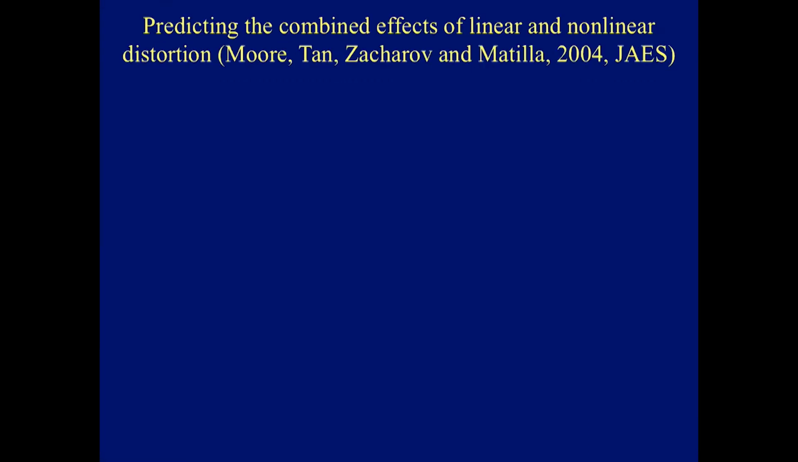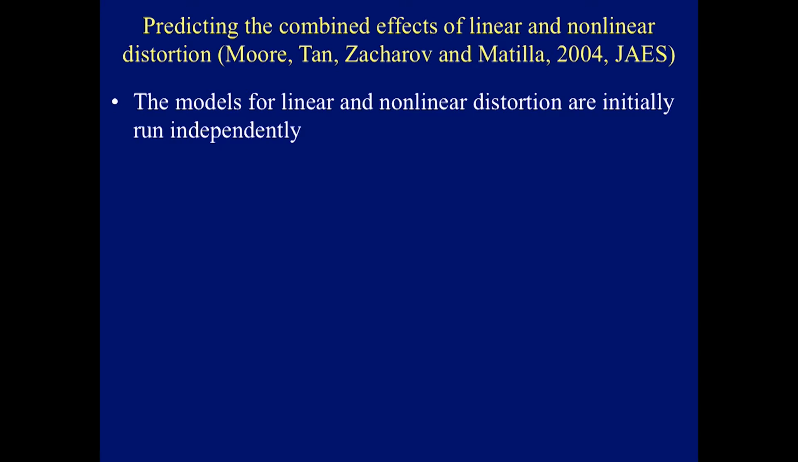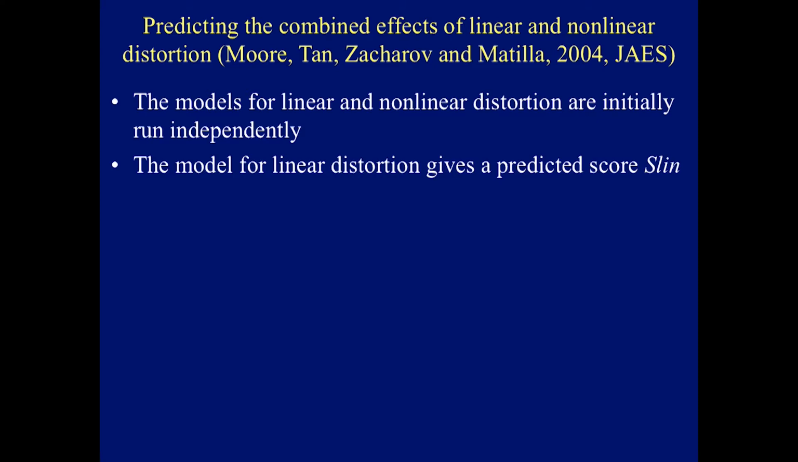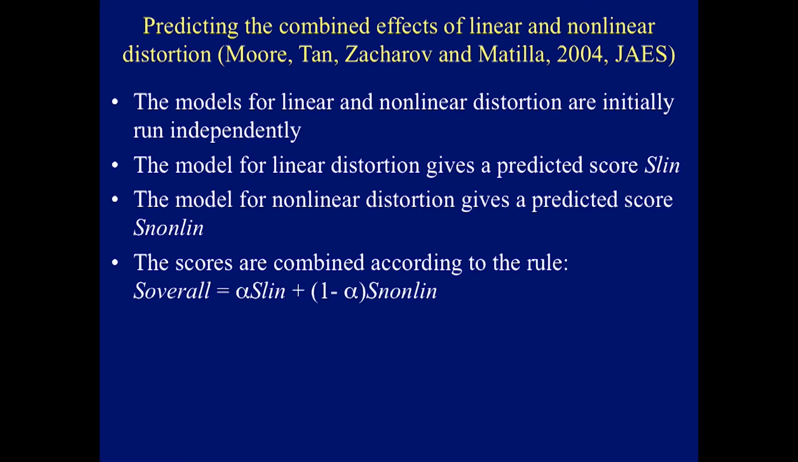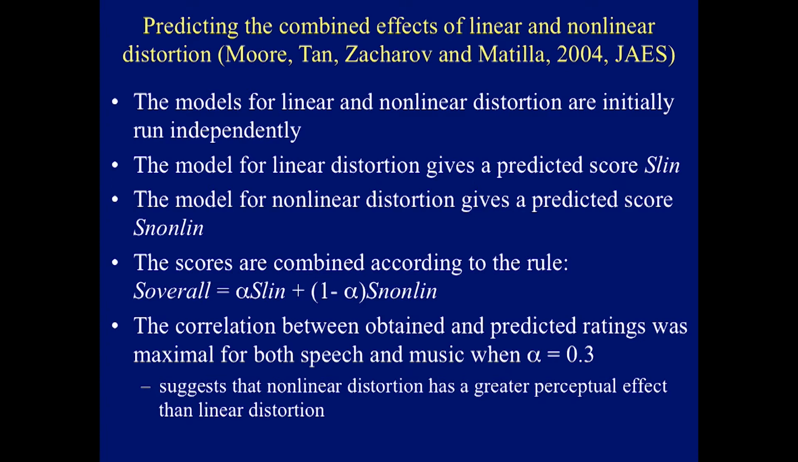So I want to go on now to talk about how we predict the combined effects of linear and nonlinear distortion. Most transducers have both types of distortions, and we want to be able to characterize both. So what we do initially is to run the models for linear distortion and nonlinear distortion independently, and we get a score from the model for linear distortion, which we call S-lin, and we get a score from the model for nonlinear distortion, which we call S-non-lin, and then we combine those with a simple rule. One can be weighted more than the other, but the sum of the weights is equal to 1, to get an overall prediction of quality.